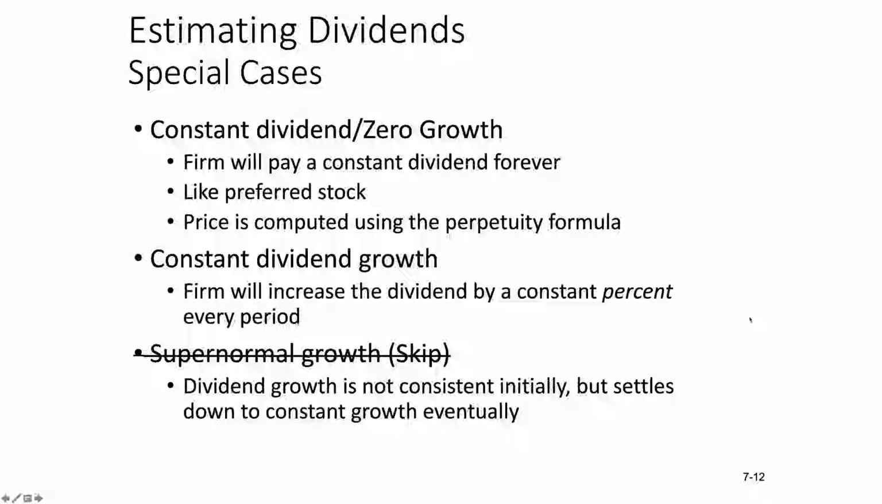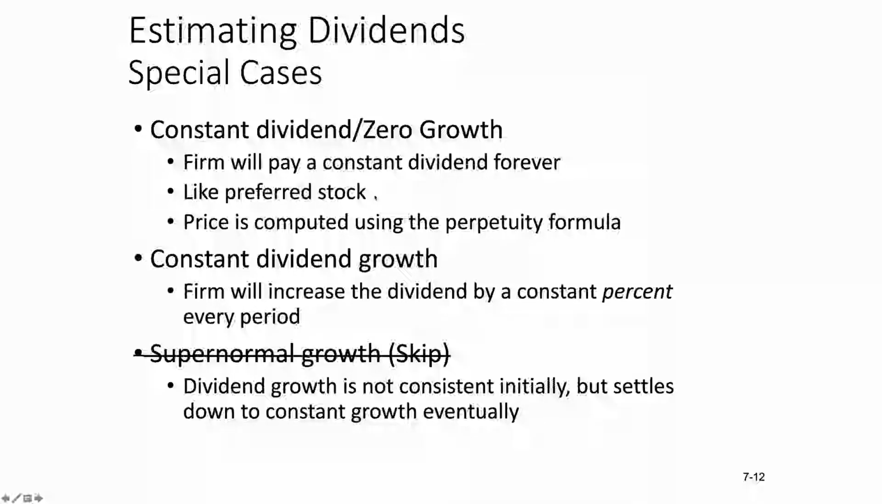Now, the book has 3 dividend cases that let you calculate the stock price, depending on dividend growth. One case is called a constant dividend. That means if the company has no growth opportunity, 0 growth, the company will pay you a constant dividend forever. Now this is a preferred stock.